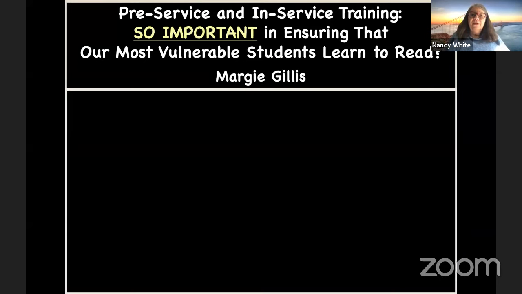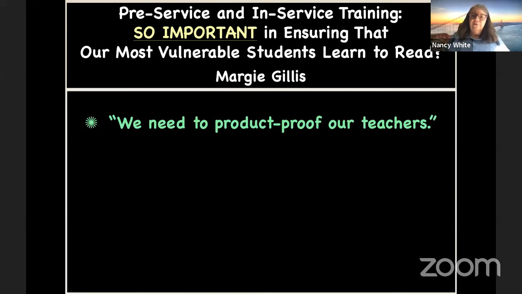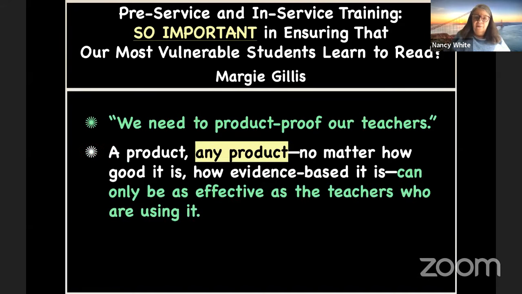Okay, so pre-service. Okay, we need to product-proof our teachers. A product, any product, no matter how good it is, how evidence-based it is, can only be as effective as the teachers who are using it.